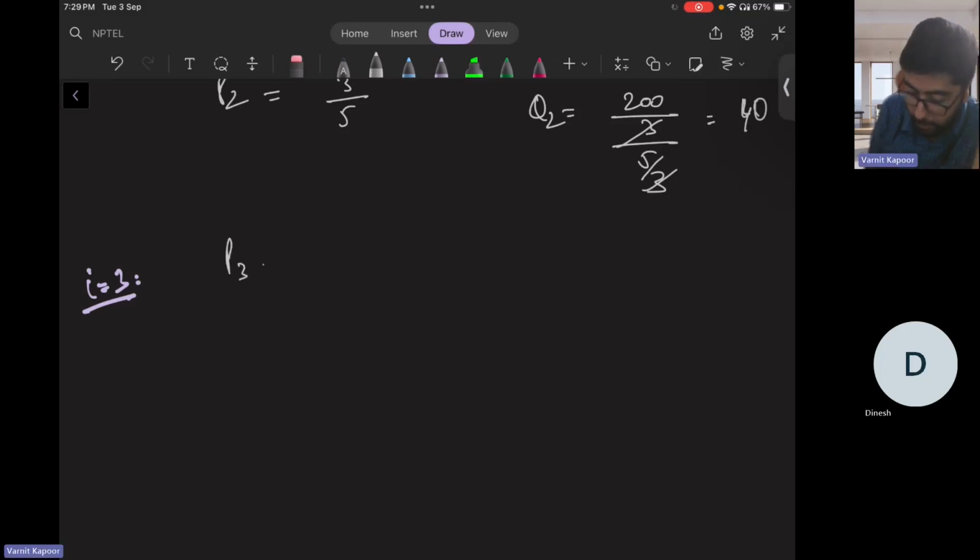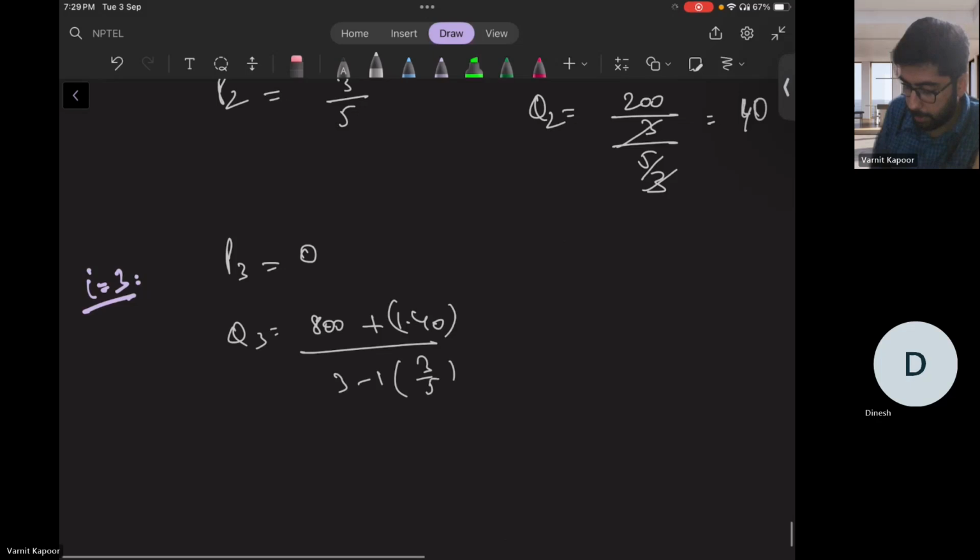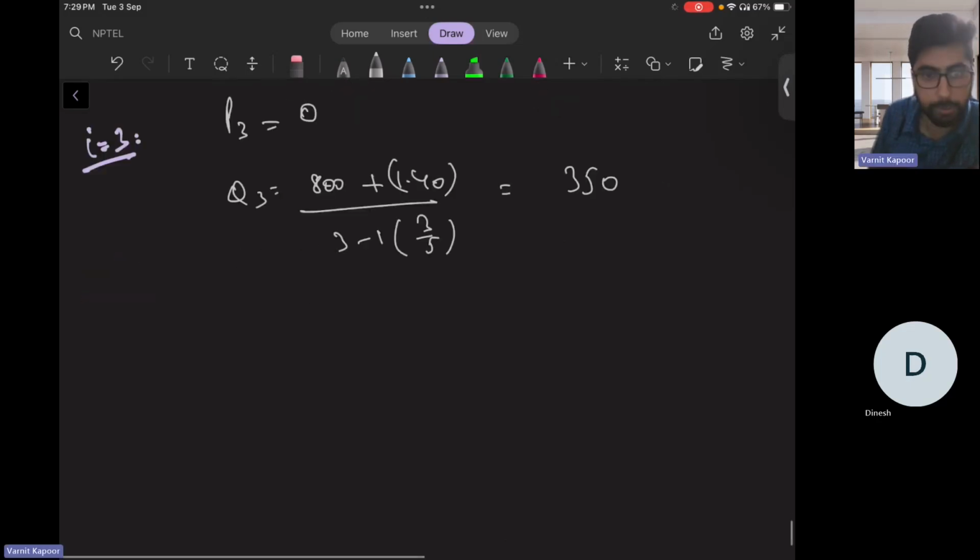So P3 will be 0 and Q3, after putting the values, will come out to be 800 plus 1 into 40 over 3 minus 1 into 3 by 5. That is 3. We got Q3. Q3 is the T3 itself.